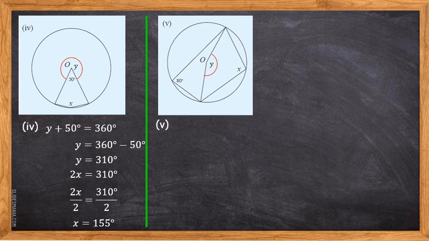Then we can use the theorem for those two. We can use the theorem: y is 2 times 80.